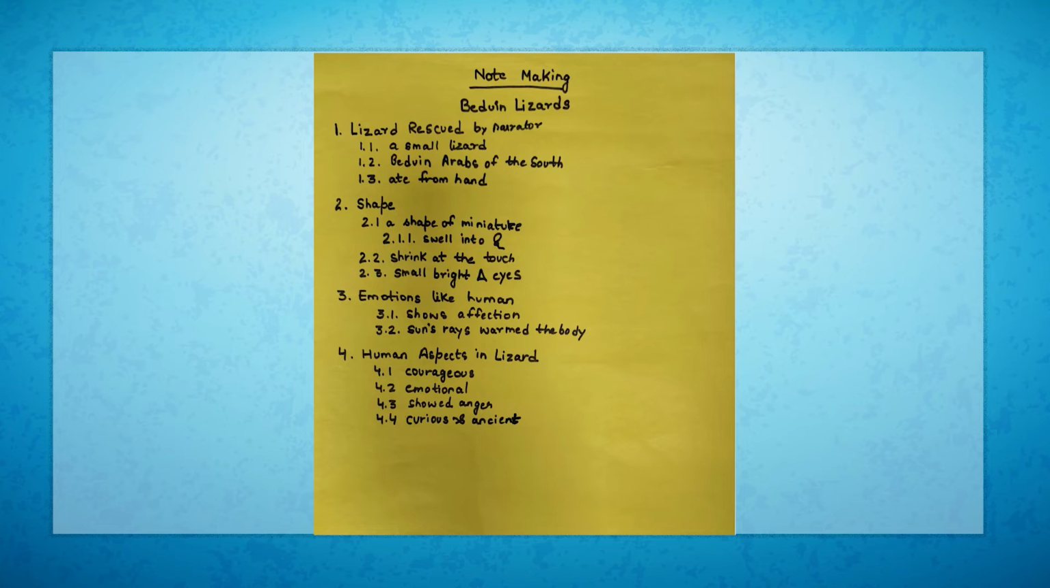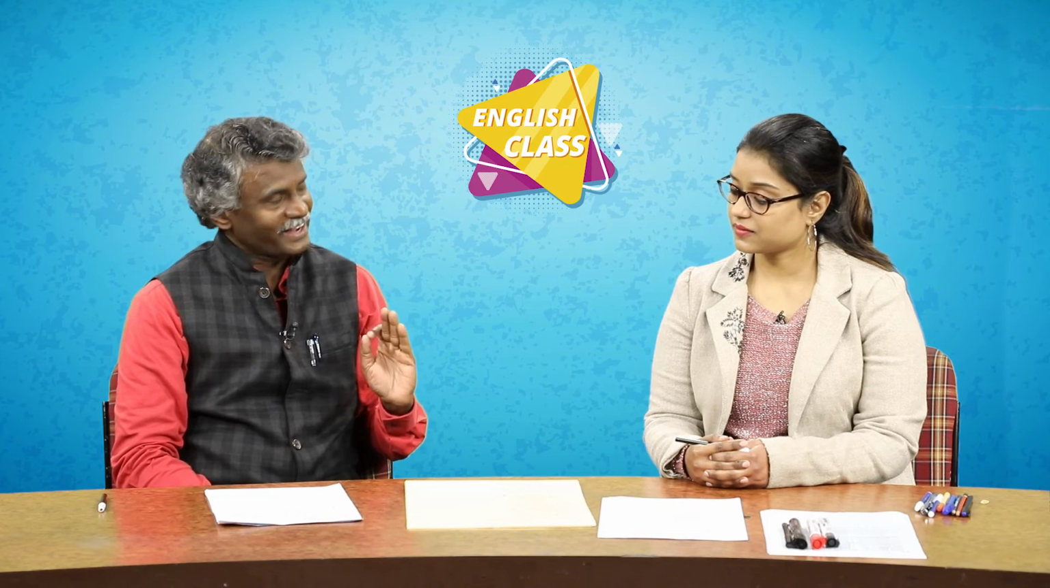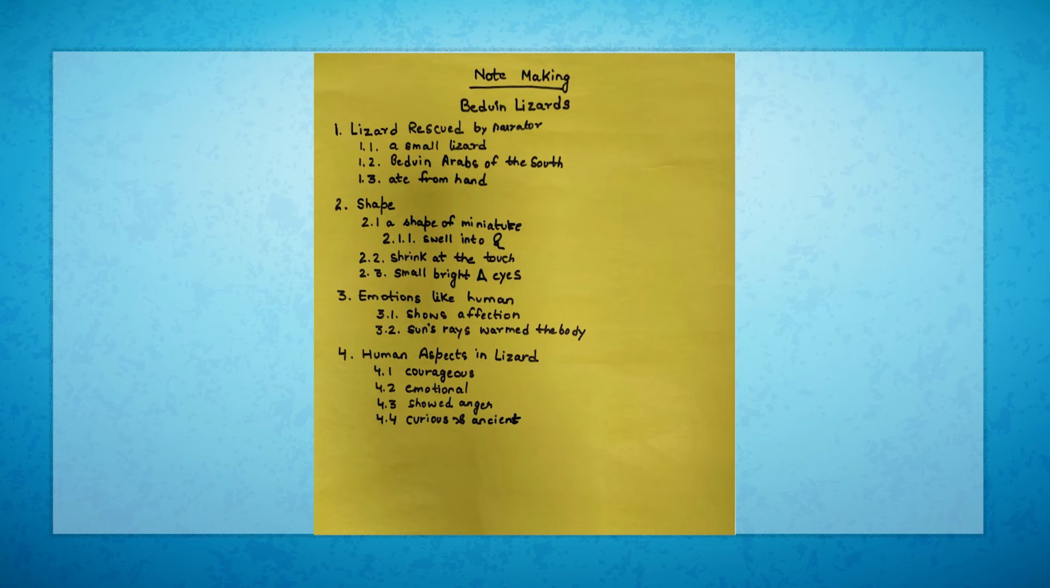Okay, I am going to ask you whether we can make some changes in the four sub points of the fourth main point. Look at it: courageous, emotional, showed anger. If I were to write, I may club this. So, courageous, emotional and showed anger, this all comes under human emotions. Then the last one, curious and ancient, may be a separate point.